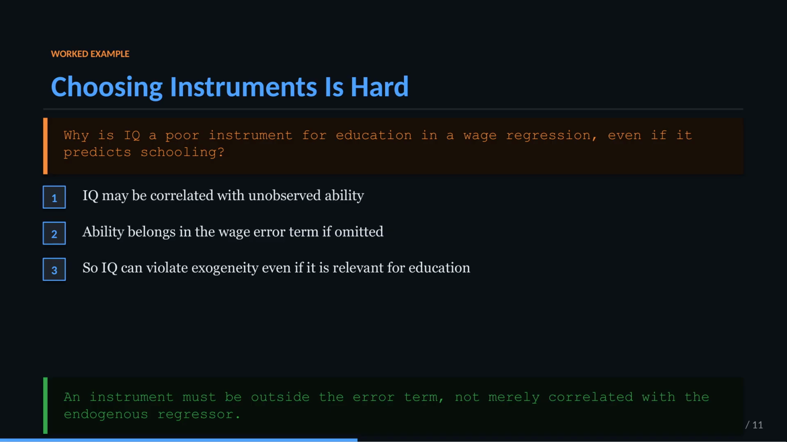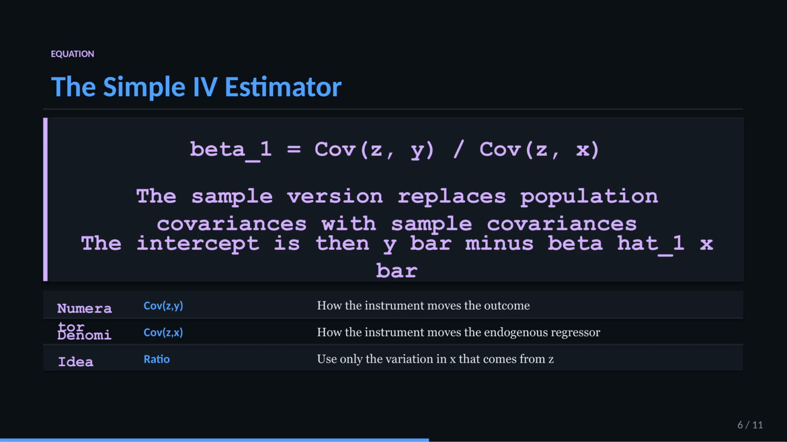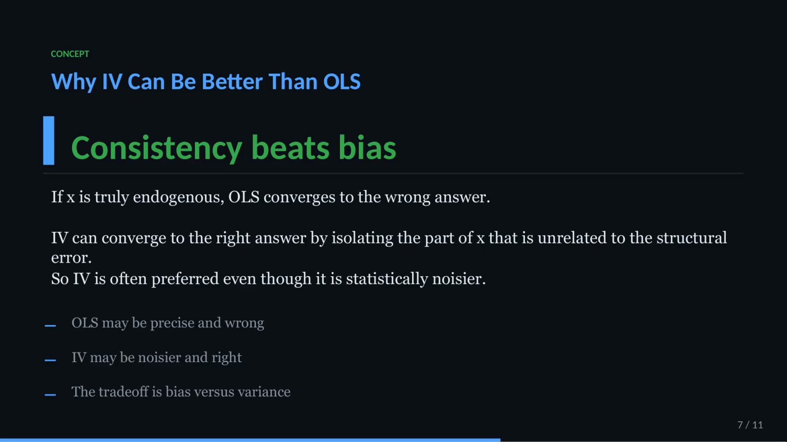In the simple single instrument case, the IV estimator has a beautiful formula. Beta 1 equals the covariance of Z with Y divided by the covariance of Z with X. Intuitively, we ask how much the instrument moves the outcome and scale that by how much it moves the endogenous regressor. So we are using only the part of X that comes from Z, not the part of X contaminated by the structural error.